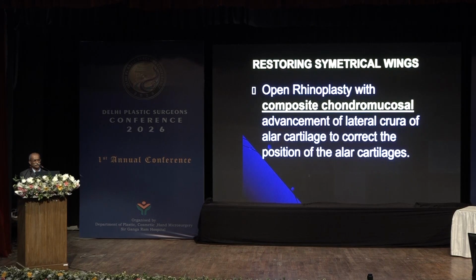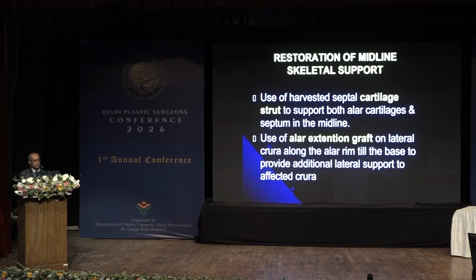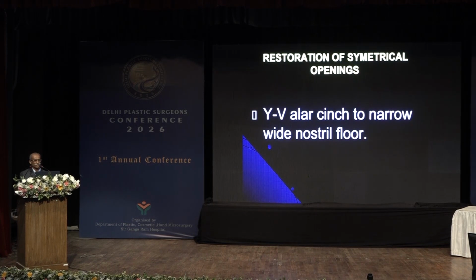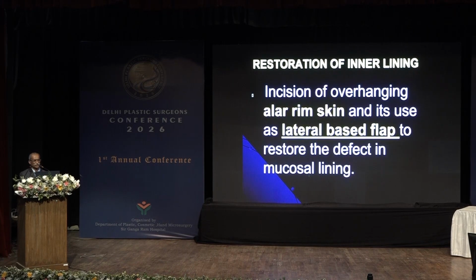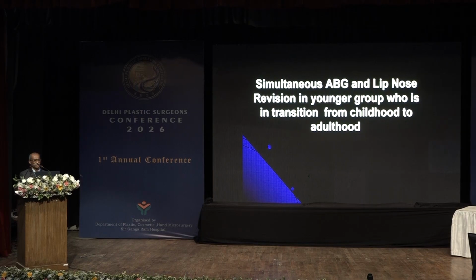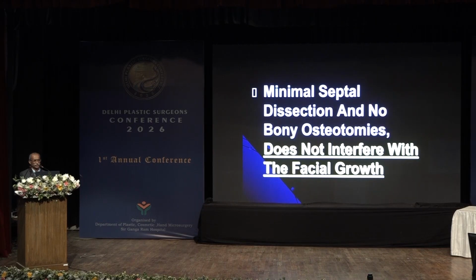So to conclude, restoring the symmetrical wing by using the composite chondromucosal advancement of the lateral crura, harvesting the septal cartilage strut for the columella as well as alar extension graft, Y to V alar cinch to narrow the wide nostril floor, incision of the overhanging alar rim skin as a laterally based flap to line the mucosa, simultaneous ABG and lip nose revision in a younger age group, transition from childhood to adulthood. Minimal septal dissection does not interfere with facial growth.